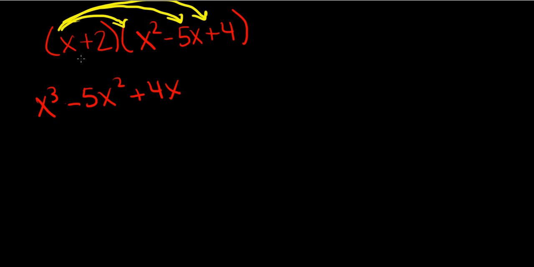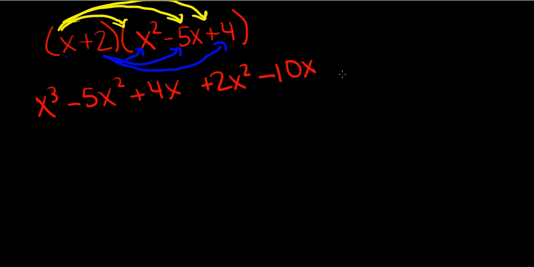And then we want to use the second term in the first parentheses times all 3 terms in the second one. So let's start with 2 times x squared, which would give us positive 2x squared. Then 2 times negative 5x would give us negative 10x. 2 times 4 would give us 8.